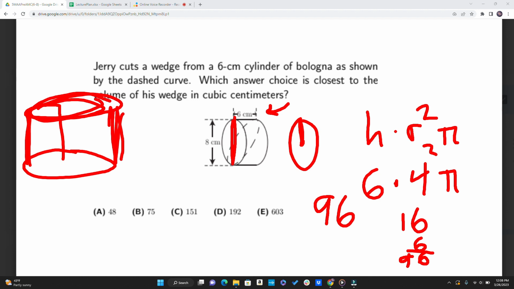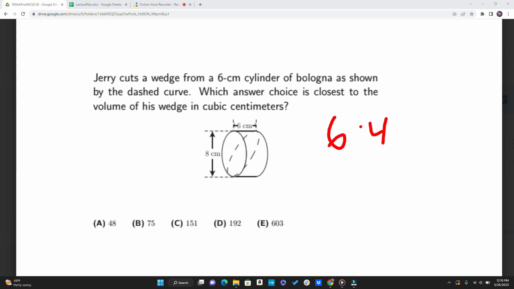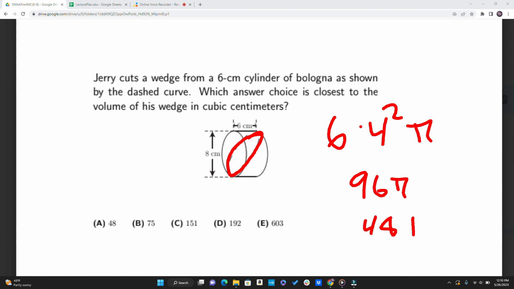96 times pi, we'll say pi is pretty close to 3. Okay, like we said, 6 times 4 squared times pi, that's 96 pi. But Jerry cuts this right here. He's cutting half of that bologna. It's slantways, but it's still half of the bologna. So Jerry only wants half of it. So we'll divide our 96 pi by 2. 96 divided by 2 is 48 pi.